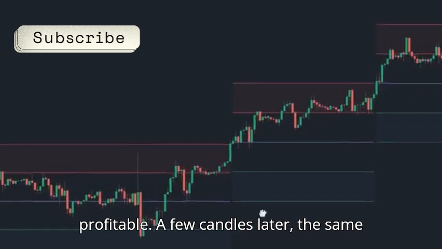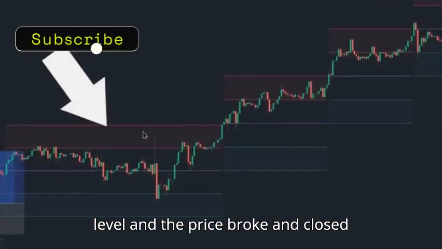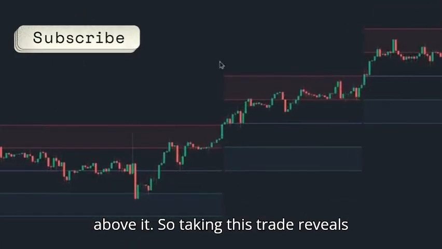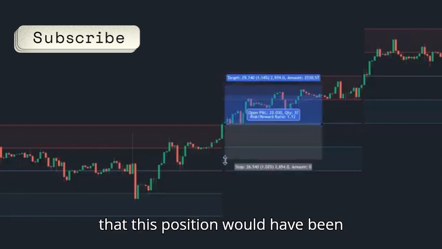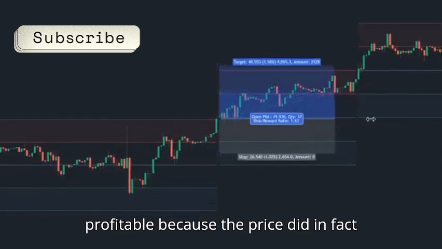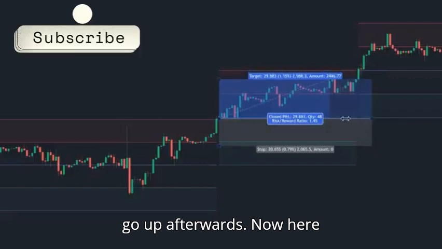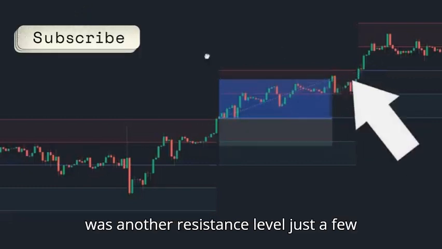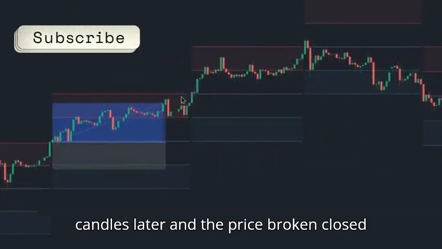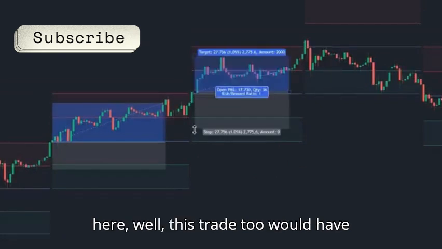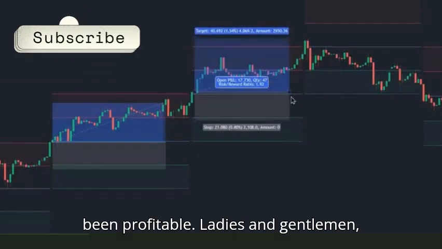A few candles later, the same thing happened. This is a resistance level, and the price broke and closed above it. So taking this trade reveals that this position would have been profitable because the price did in fact go up afterwards. Now, here was another resistance level just a few candles later, and the price broke and closed above it. If we were to take a long trade here, well, this trade too would have been profitable.